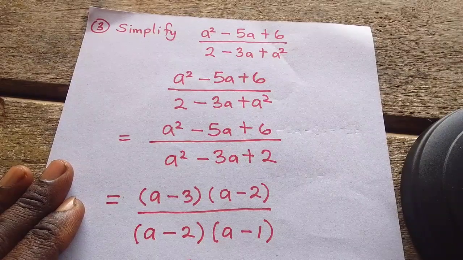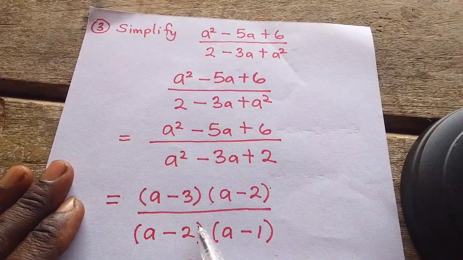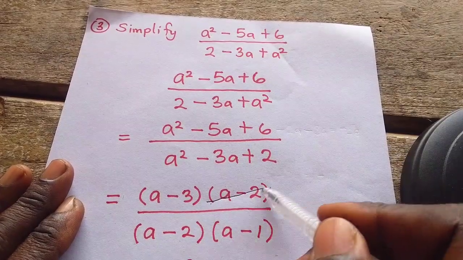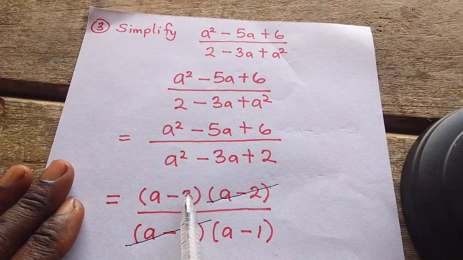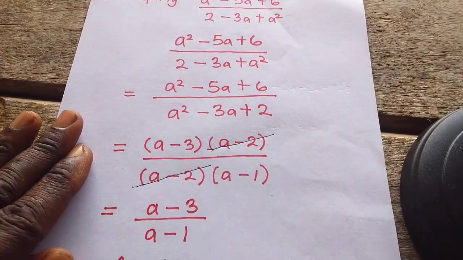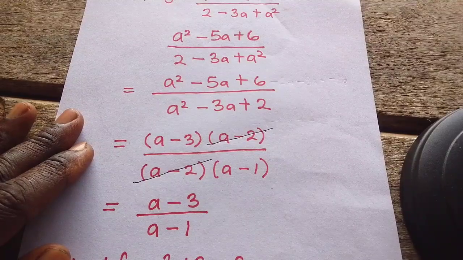So from here, realize that in the numerator you have a minus 2 here, and here also you have a minus 2. So this one and this one will cancel out. So you are now left with (a minus 3) over (a minus 1).